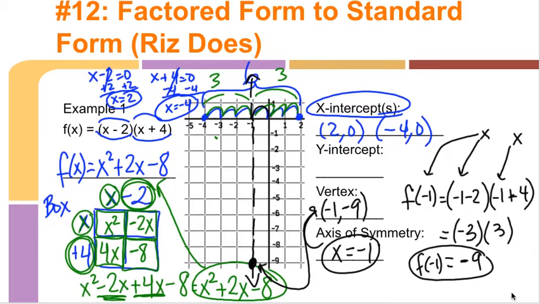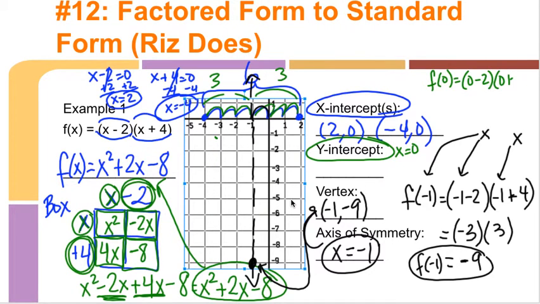Okay? And the last thing that I want to find out is my y-intercept. Remember, for the y-intercept, you plug in x equals 0. So you go f of 0 equals 0 minus 2, 0 plus 4. So that makes -2, and that makes a +4. And when you multiply those, you get f of 0 is equal to -8. So my y-intercept is (0, -8), which I can plot right here.